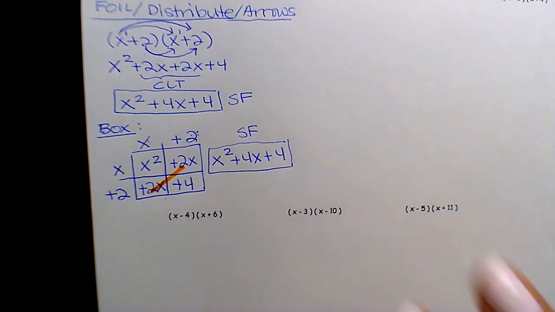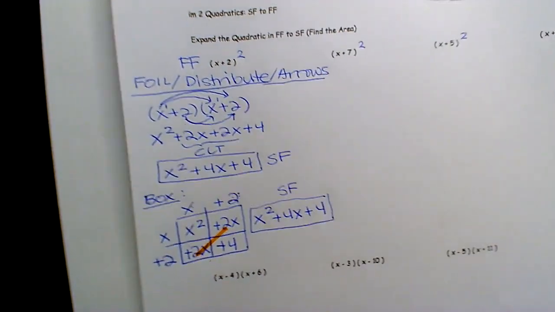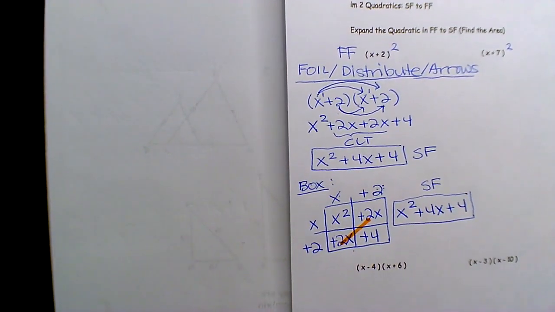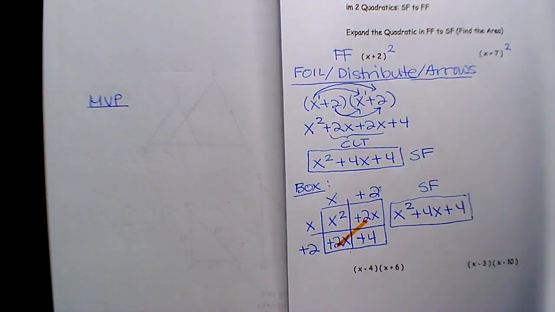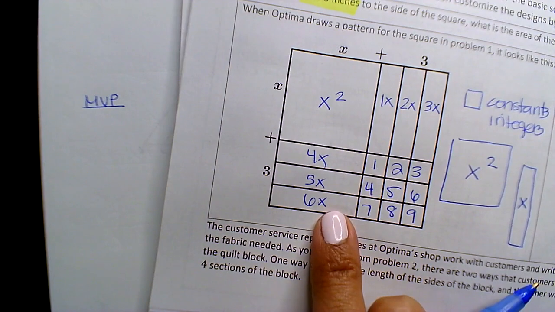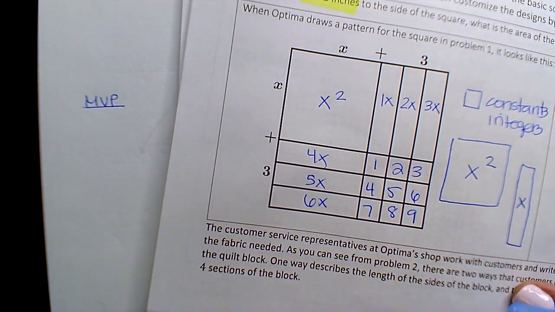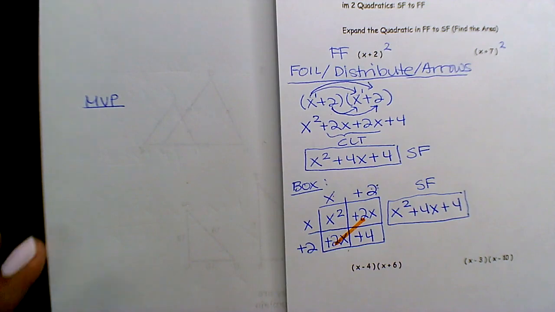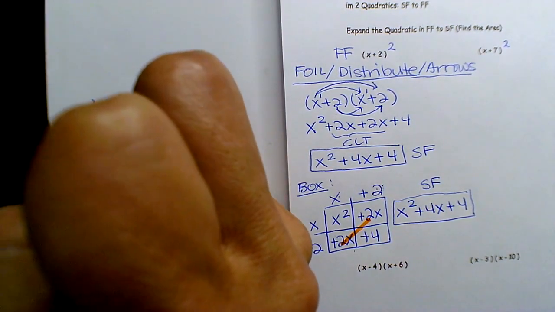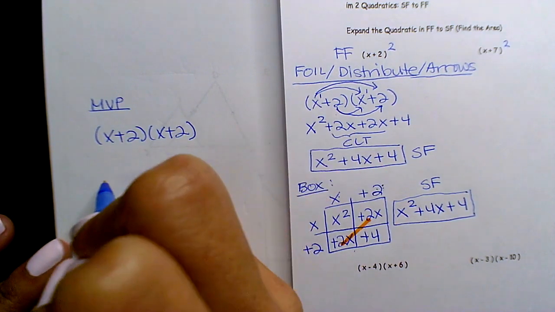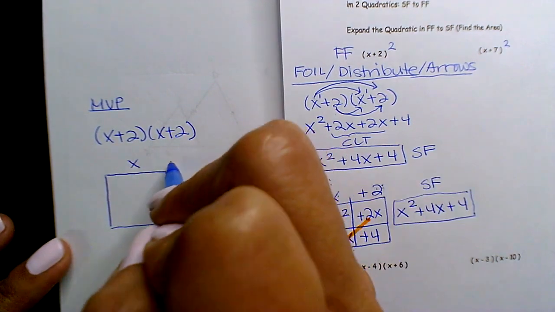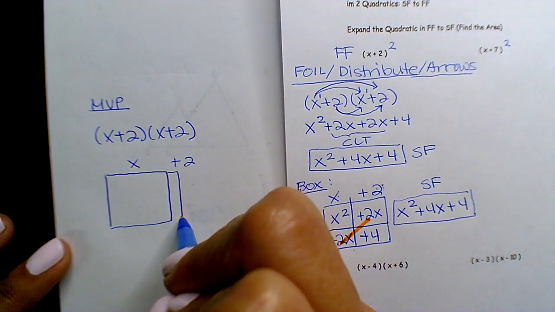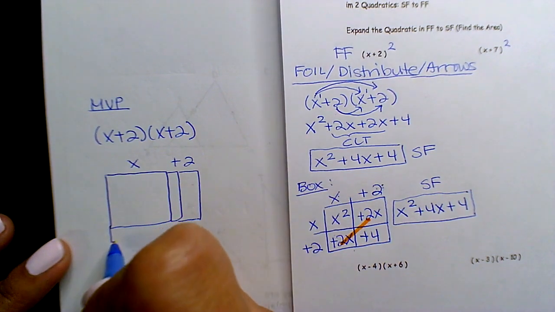Okay, because I kind of ran out of space, I'm going to write it on this sheet of paper here. I'm still doing this problem. We're going to call it MVP. We're doing this method that we worked on 2 days ago, before the PSAT. So look, you're given x plus 2, x plus 2. So you have x and you have plus 2 because you want it 2 lengths longer.